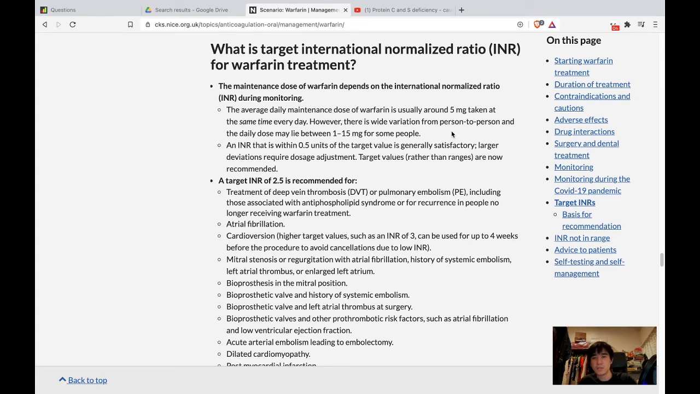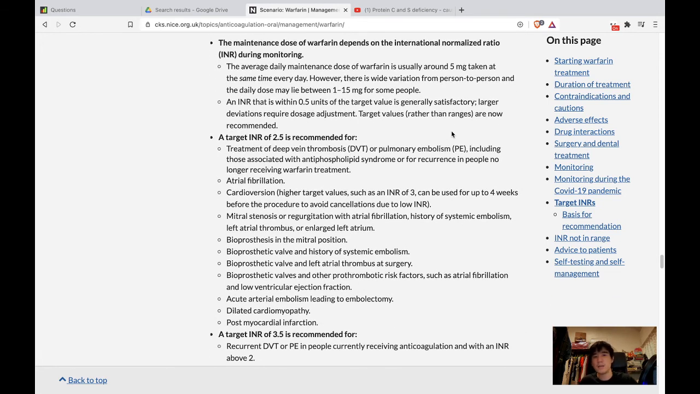Target values rather than ranges are now recommended. And a target INR of 2.5 is recommended for treatment of deep vein thrombosis, DVT, or pulmonary embolism, including those associated with antiphospholipid syndrome, or for recurrence in people no longer receiving warfarin treatment.